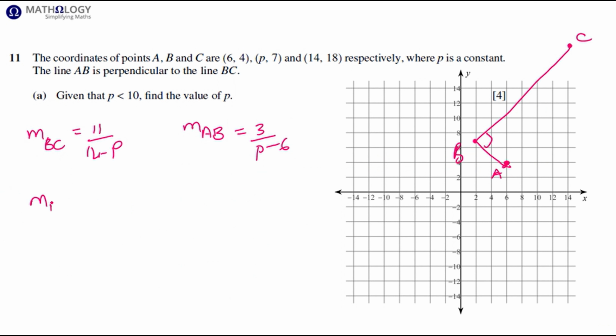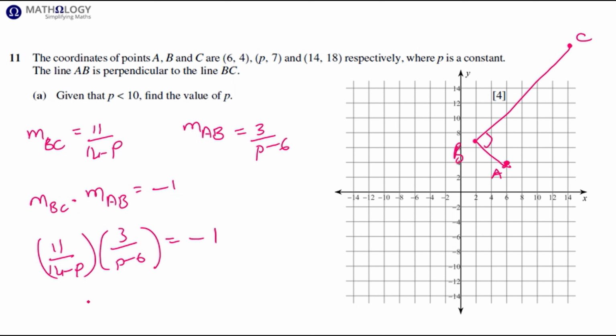Now the gradient of BC times the gradient of AB is -1 because AB is perpendicular to BC. So 11 over (14 minus P) times 3 over (P minus 6) equals -1. 33 equals minus times, and we're just multiplying both sides by the product of those two denominators to get rid of the denominator.